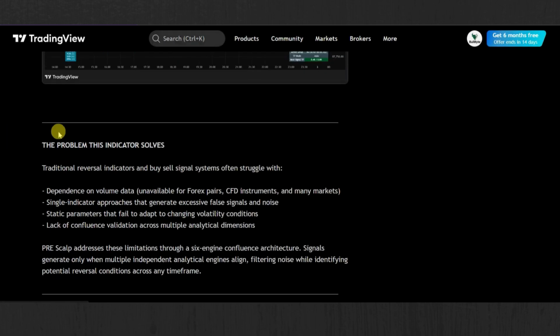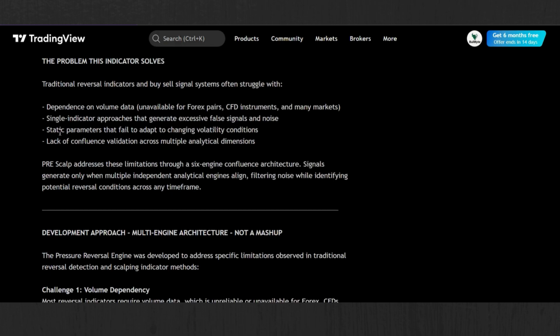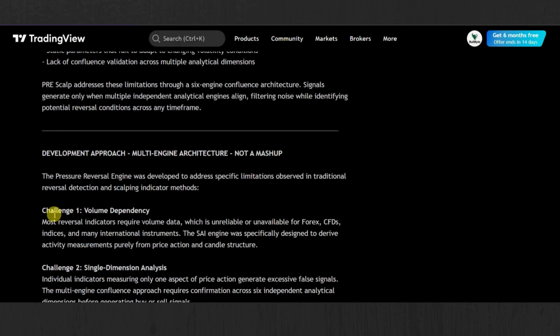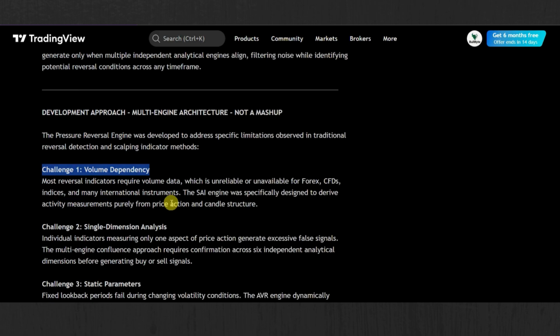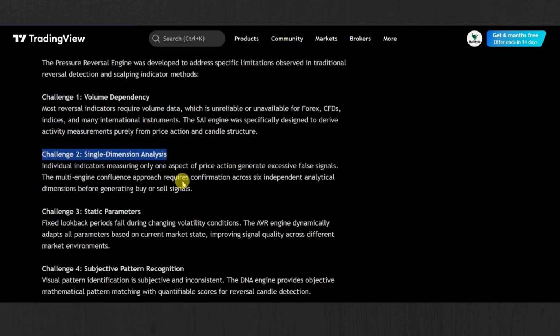First, they need volume data. But if you trade Forex, CFDs, gold, or many international instruments, that volume data either doesn't exist or it's completely unreliable. So those indicators just don't work properly. Second, they only look at the market from one angle, one indicator, one perspective, and that leads to a lot of false signals and noise.